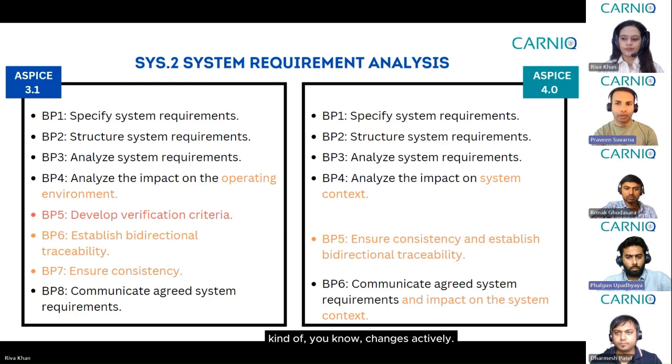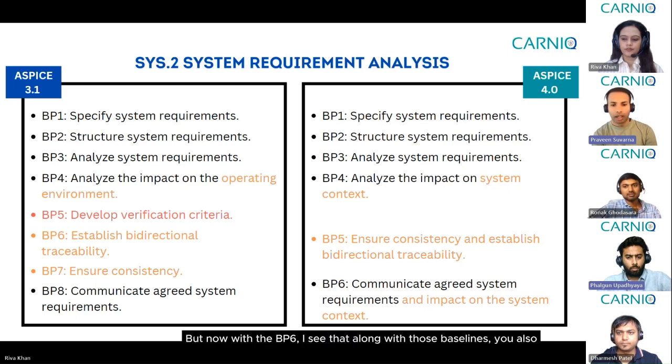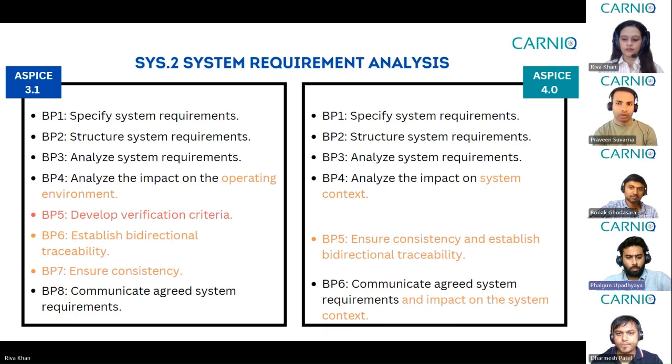Because earlier the case was, I have a baseline for system requirement, I pass it on to hardware and system guys, and they will analyze and try to derive their requirements. That time they will identify. But now with the BP6, I see that along with those baselines, you also need to communicate the critical things separately or on top. So yeah, that's my feeling.